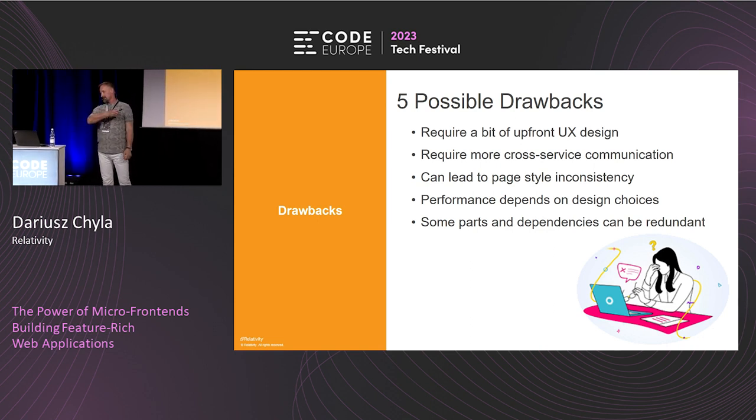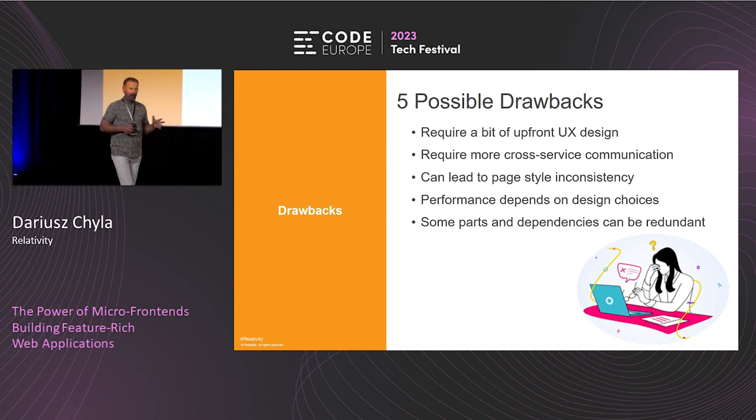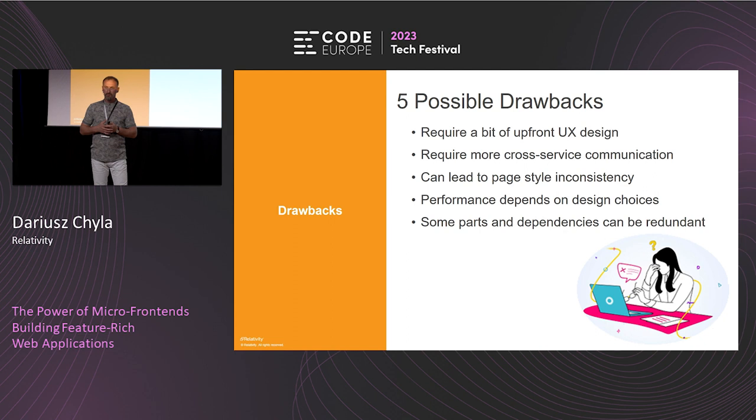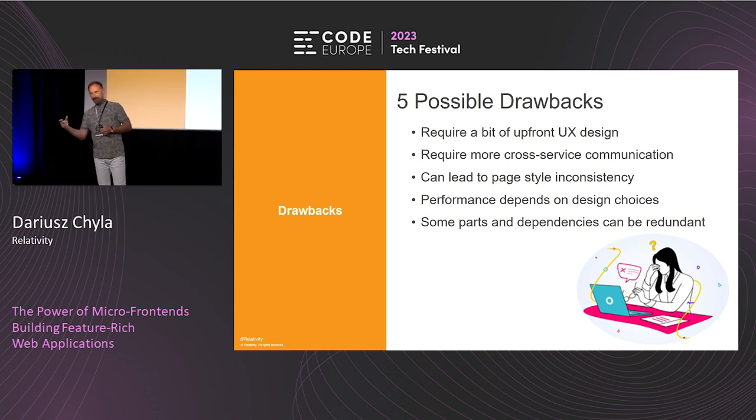We already talked about the dependencies that can be redundant. And also another part can be redundant, if you take into account the requirement that your microfrontends should run independently of each other. Each microfrontend probably will have some additional dependencies that it has to load and manage to be able to run independently. And some pieces of the code or some pieces of HTML can be redundant in such a case.